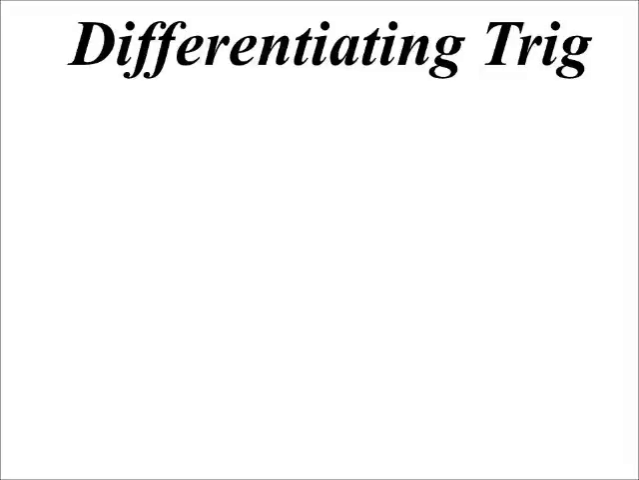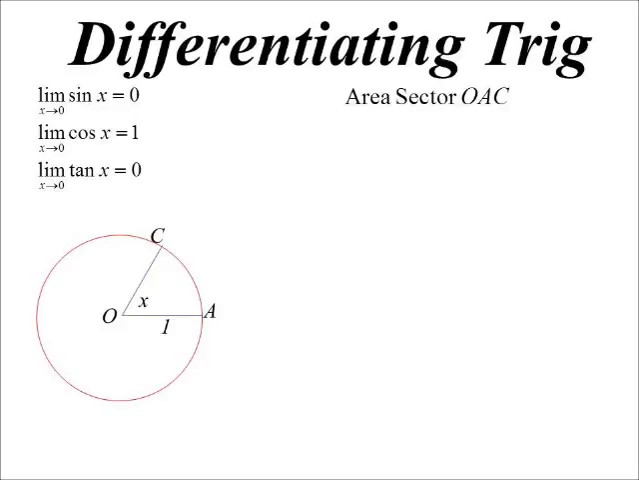Alright, let's see how we differentiate our trig. Now, in order to do this, I need to look at some limits, because we'll do it from first principles, so we need to know some limits. Obviously from our graph, we know the limit as x approaches 0 of sine x would be 0, cosine would be 1, tan would be 0. They're fair enough. So how I'm going to derive this is by playing with the areas of some shapes.